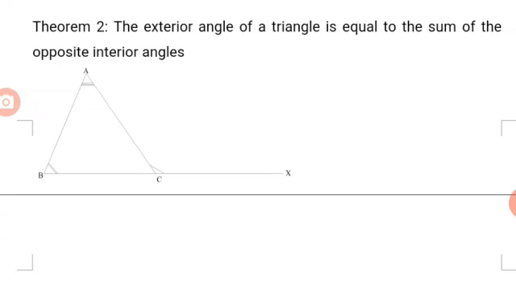Is that clear? And the sum of angle BAC and angle CBA is equal to angle ACX. Are we together? Is that clear? It means that angle A plus angle B is equal to angle ACX. That is it. Is that clear?